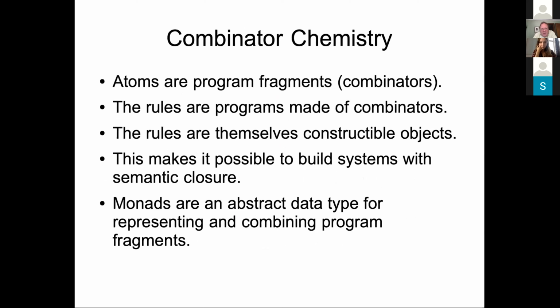And the atoms in the combinator chemistry are program fragments, and that's kind of the technical definition of a combinator. It's a fragment of a computer program, and the rules themselves, which govern the behavior of the system, are made of combinators. So the important distinction between this kind of chemistry and a traditional artificial chemistry is that the rules themselves are constructible objects. And so not only can the organisms within the world evolve, but the rules themselves can evolve. Okay, and that's profoundly different than the conventional artificial chemistry, and that gives these systems a kind of semantic closure that's not possible with the other kinds of artificial chemistries.